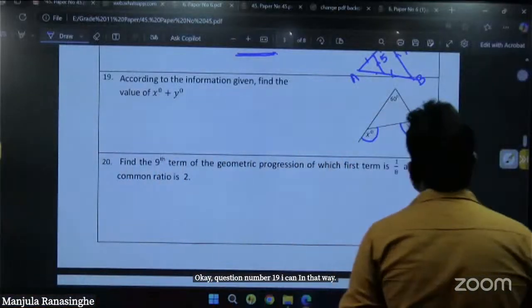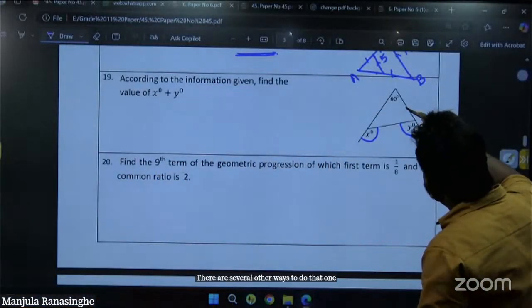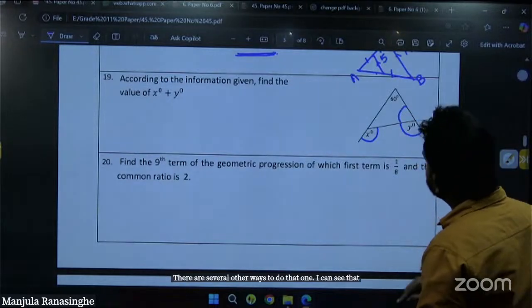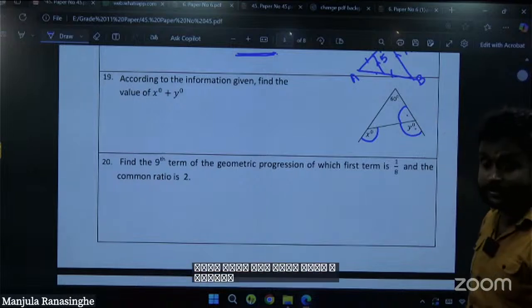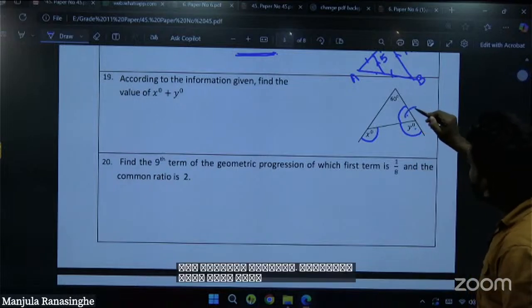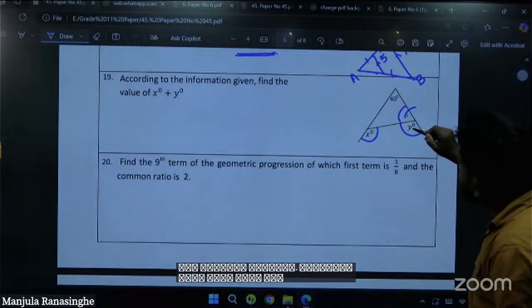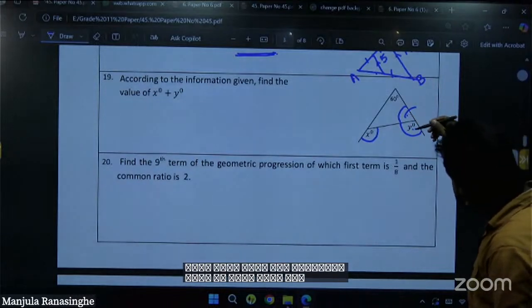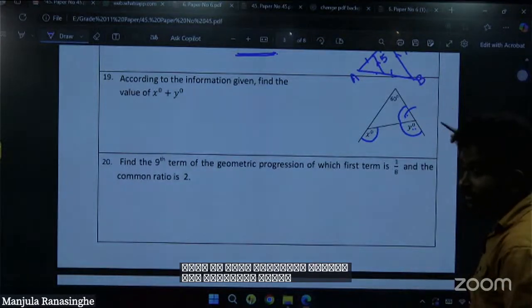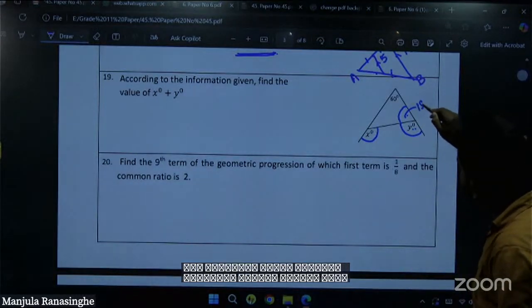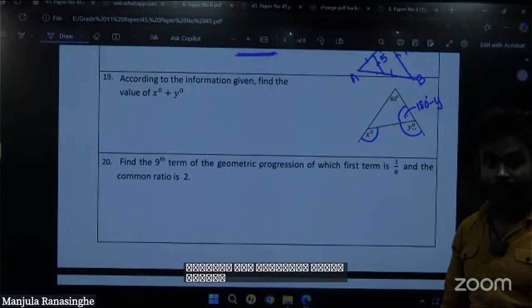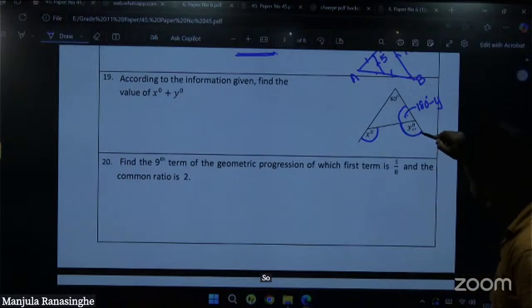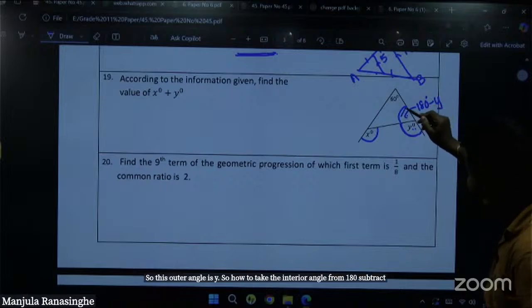I can see that there are several other ways to do that one. If this is y, these two are adjacent angles around a straight line. Imagine if this is 100, how to take this one? Subtract from 180. Similarly, if it is y, how to take the inside angle? 180 subtract y. So this outer angle is y, so how to take the interior angle? From 180 subtract y.